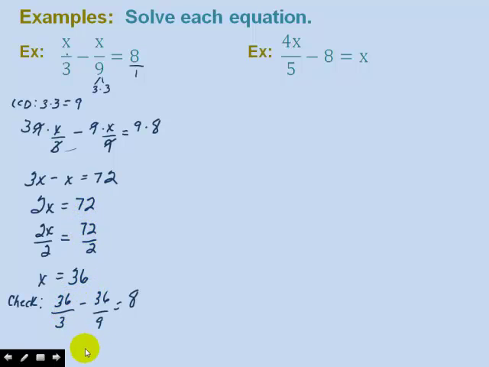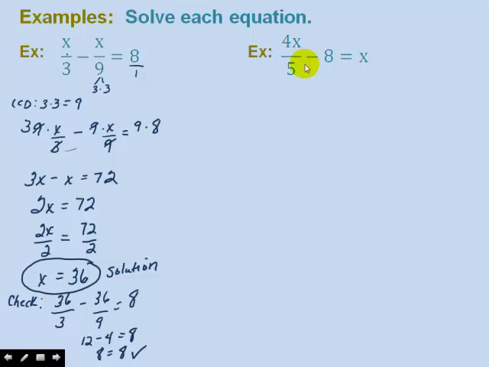So 36 divided by 3 is 12. 36 divided by 9 is 4. So that gives us 12 minus 4, which is 8. So that checks. That means that our solution is x equals 36.